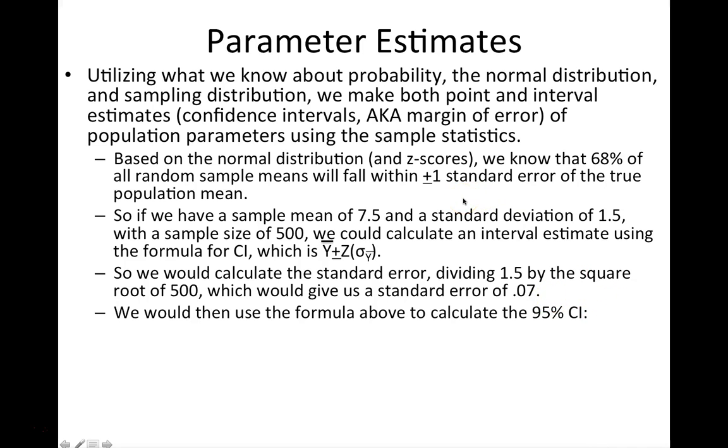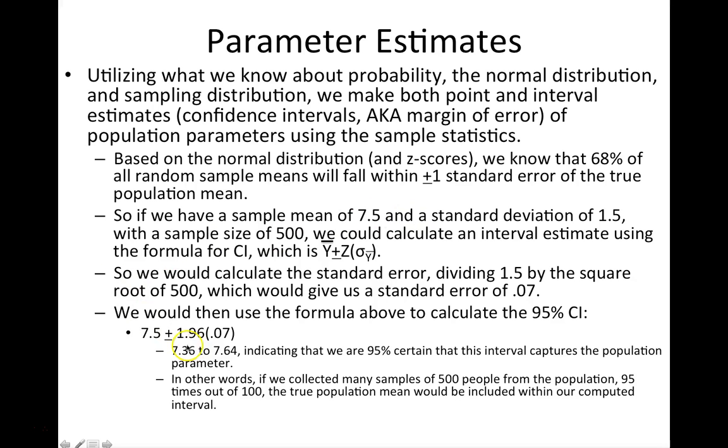So first we would have to look up the z-score. If we have an individual score of 7.5, we would use the formula that we talked about before to calculate the z-score, and the z-score that we get is 1.96. And so we take this individual score plus or minus 1.96 times 0.07. What that gives us is a confidence interval of 7.36 to 7.64.